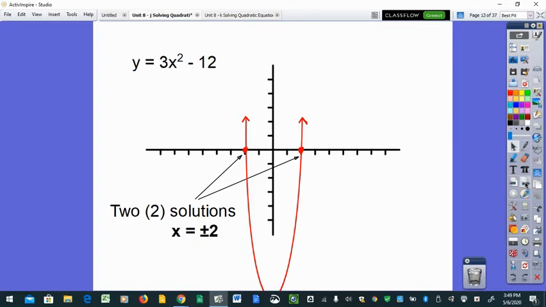And here's exactly what I just mentioned. So there are the two solutions, and way down here off the graph, because my graph doesn't go all the way down there, is the negative 12.